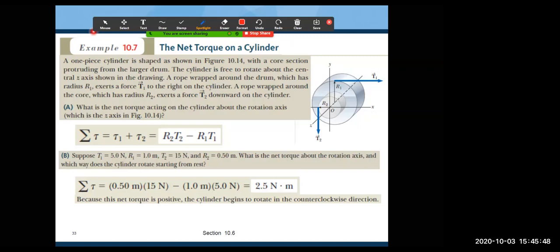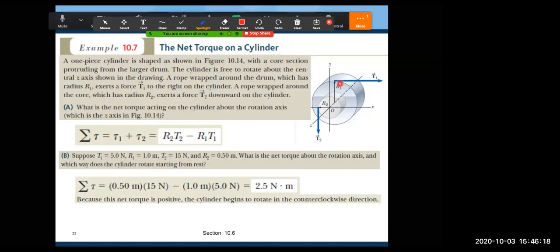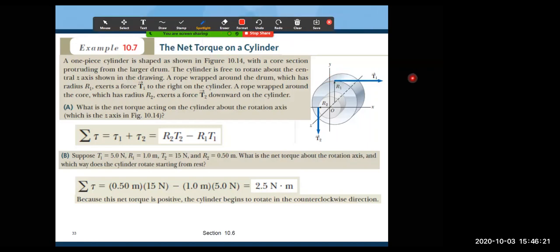This is a complex cylinder. You have two parts of a cylinder, and they have different radii from the axis of rotation. The rotation axis is the Z axis. There are two strings or two ropes wrapping around the two cylinders. One is applying a tension T1 along the positive X direction. The other one is T2 applying along the negative Y direction.